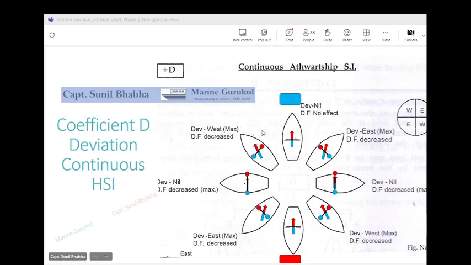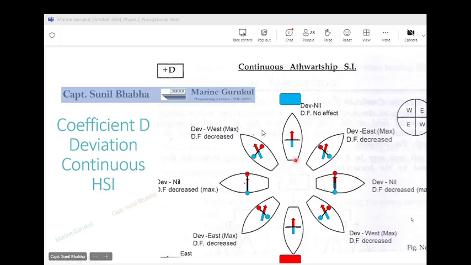Let's now analyze the deviation diagram for coefficient D. So we have a ship here, and in this ship we have represented one athwartship beam. As we just discussed, their effect is much more predominant as compared to the longitudinal. So we are assuming an athwartship beam here on the ship. We have the compass needle. You can see the red end of the compass needle pointing towards north and the blue end of the compass needle pointing towards the south direction.